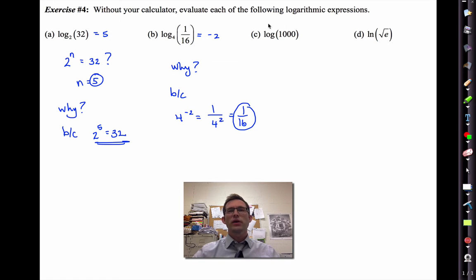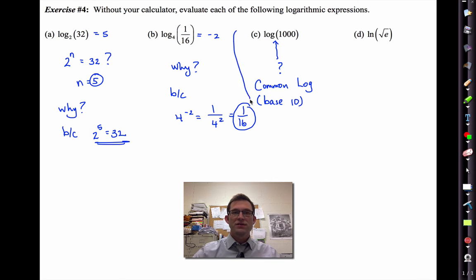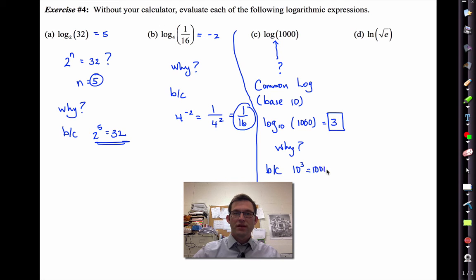Now, letter C, this is kind of weird. It's like I forgot to write what the base is. That's what's called the common log, and the common log is always base 10. So really, I'm saying, what is the log base 10 of 1,000? Hopefully, you said 3. Again, that's my answer. This is just my explanation. Why? Because 10 to the 3rd is 1,000.